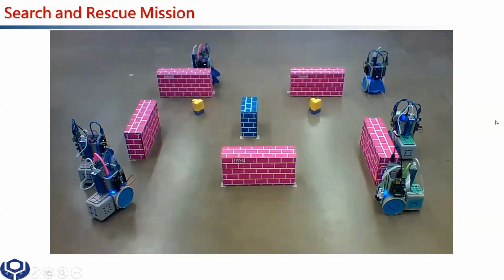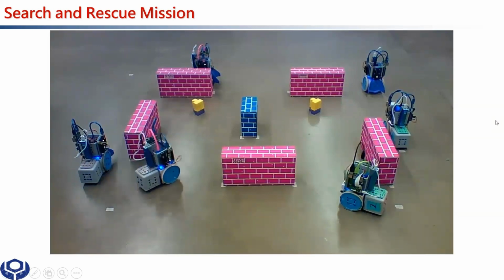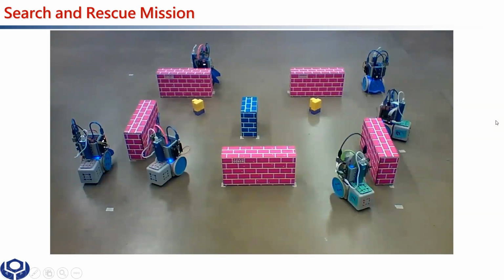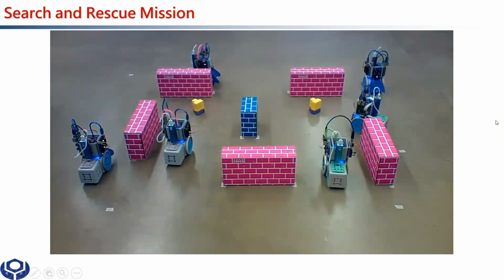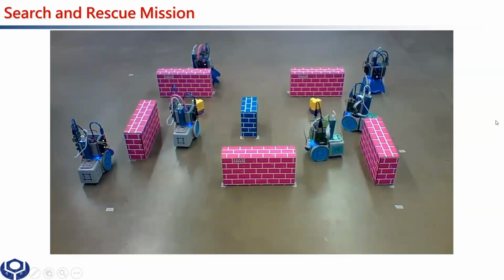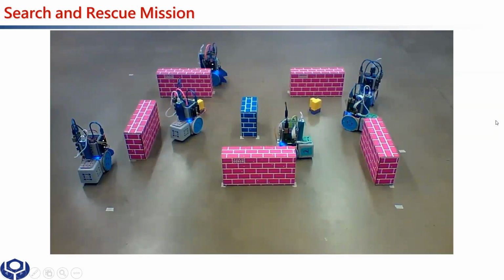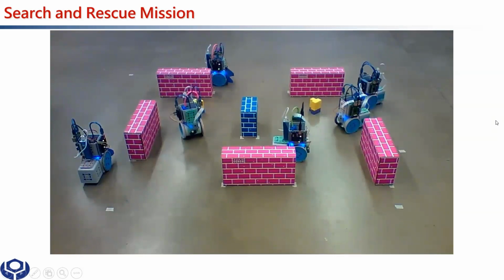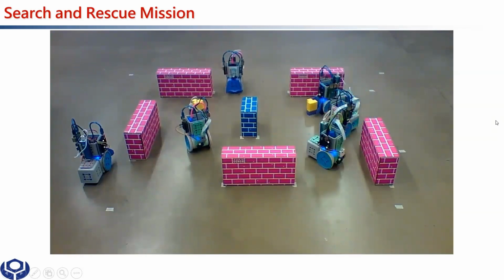Okay, this is a video to show you how we complete this search and rescue mission. These robots have cameras, so they will go to the target points to detect the object. For example, this one is going to detect this object. This one is going here, and that one is there. After they detect the targets, some other robots will try to move these targets to safe places.